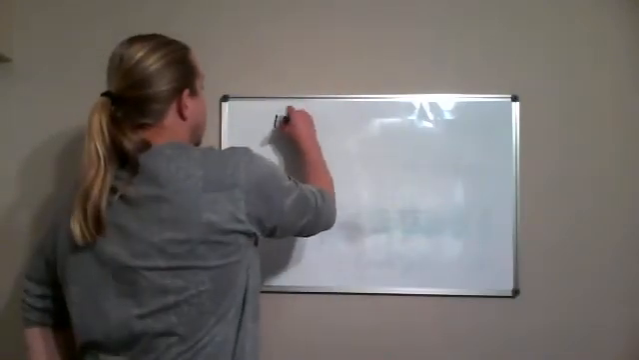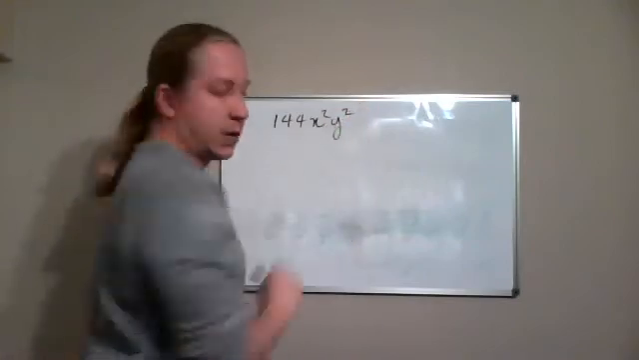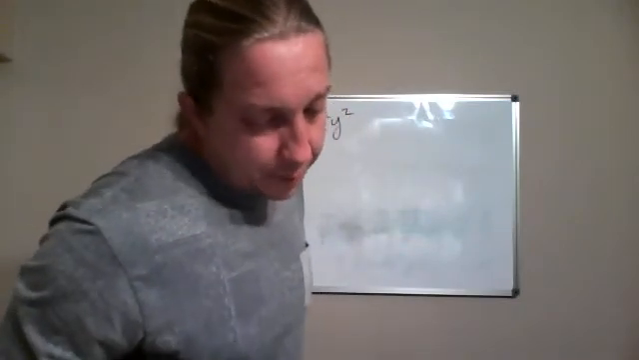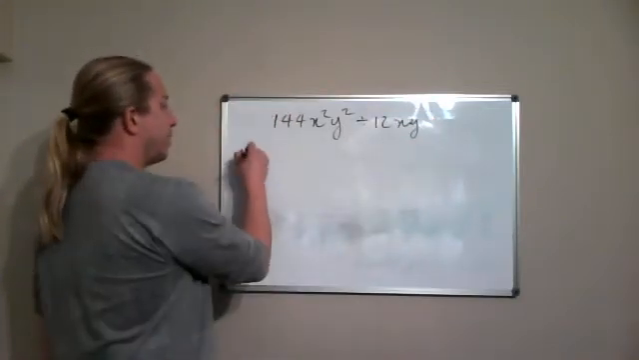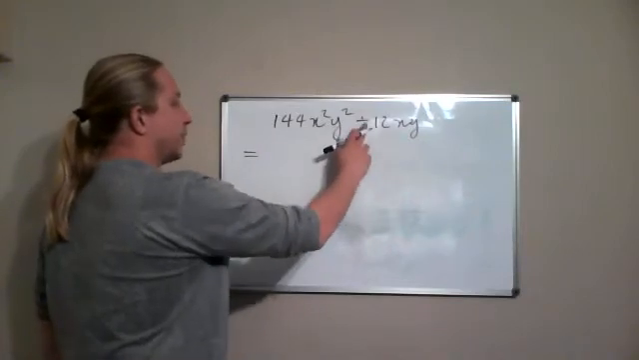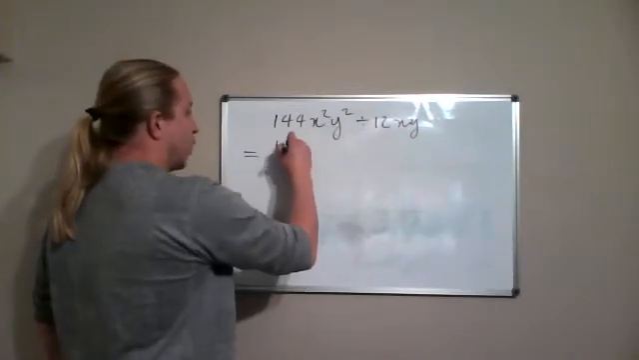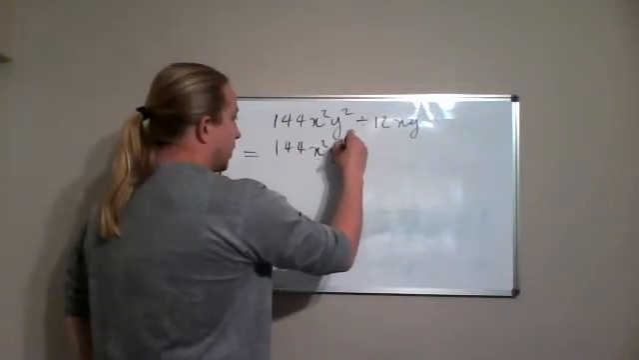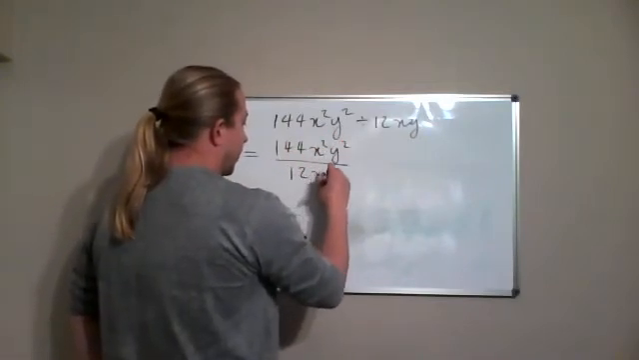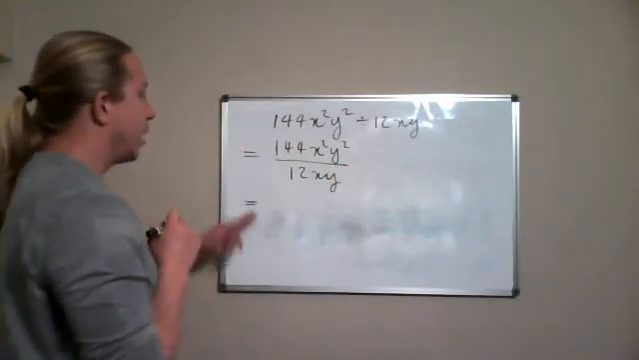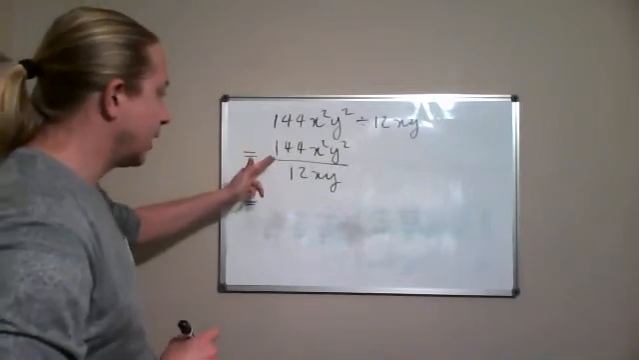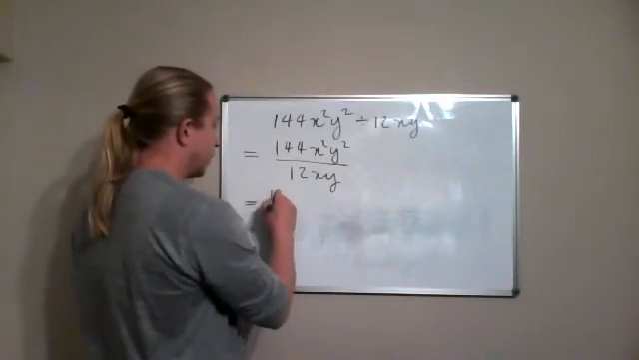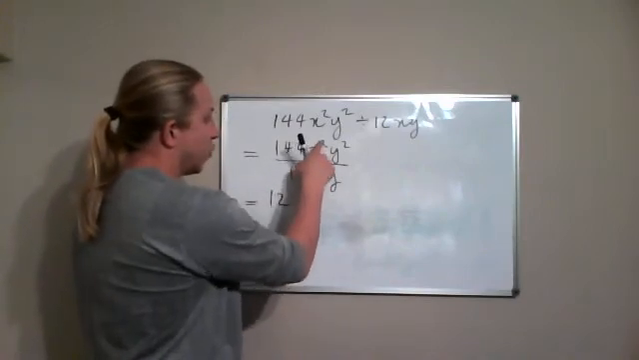So 144x squared y squared divided by 12xy. Okay, so that's what we have. Remember, when we have a division symbol, change it into a division line. So this is 144 x squared y squared over 12xy. Okay, so now we're dividing. So 144 and 12, does 12 go into both? Yes. 144 divided by 12 is 12.